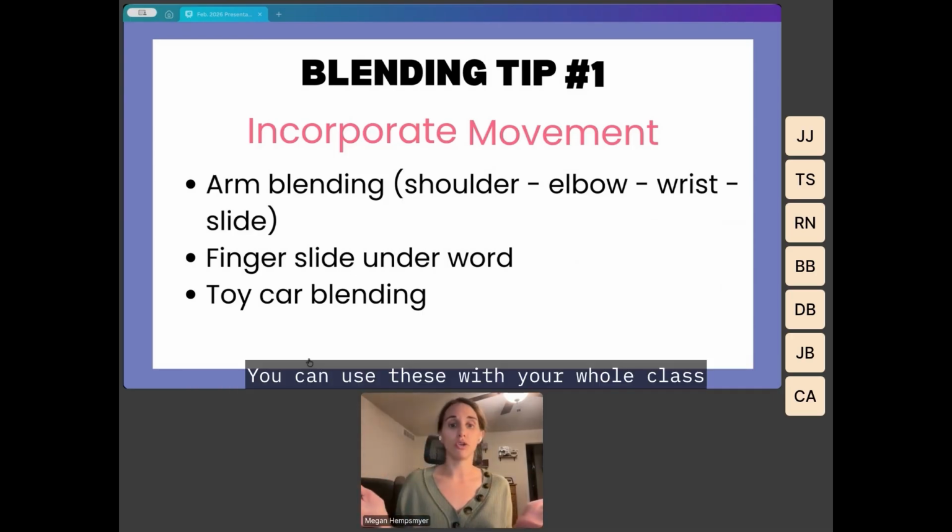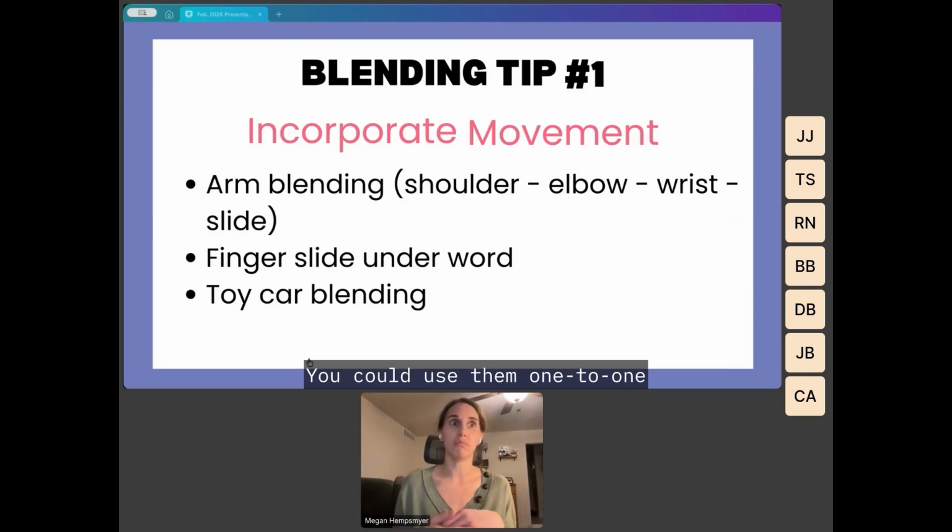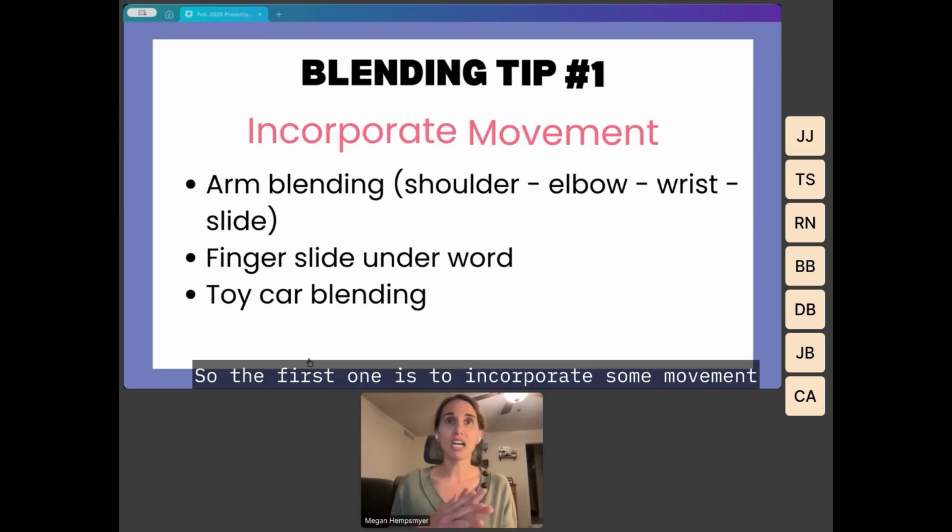You can use these with your whole class. You could use them in small groups. You could use them one-to-one. And hopefully you can find one that will work with your students. So the first one is to incorporate some movement.